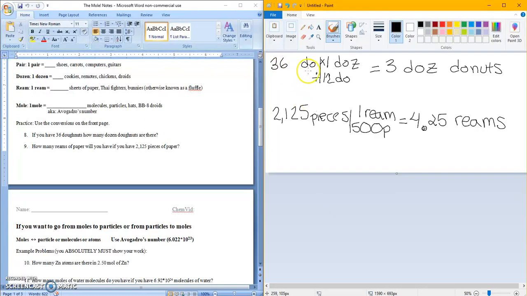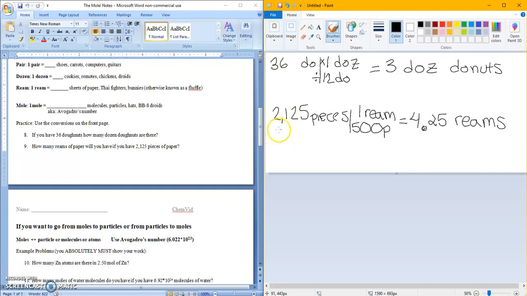Okay, so 36 donuts. The unit of donuts goes to the bottom, and I want to get to dozen, so that goes on top. 12 donuts equals 1 dozen. Remember, this conversion factor never changes. It's always what equals what. So I put the number I start with, or the number I want to change, out front, and then I use conversion factors. After I've done that, I multiply by what's on top, divide by what's on bottom, and I get 3 dozen donuts.